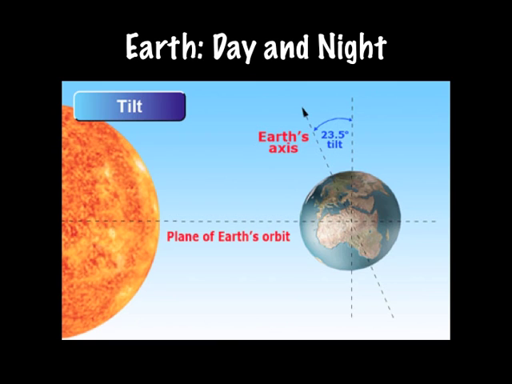And here's another picture of the Earth day and night. On the left you see the picture of the sun when its light is going to head directly to the middle of the Earth, and then on the other side of the Earth there's going to be no light because it's nighttime.